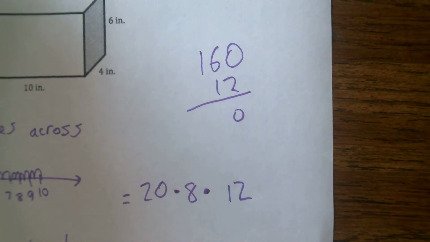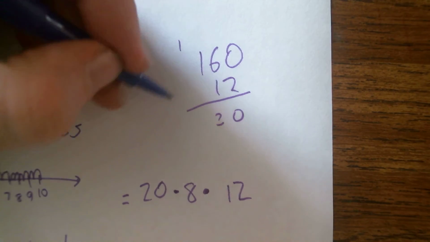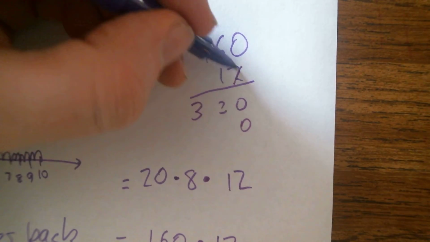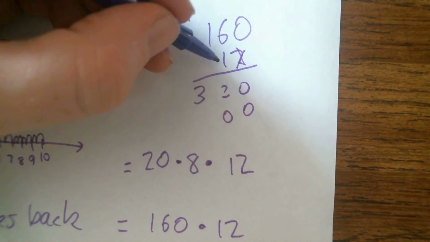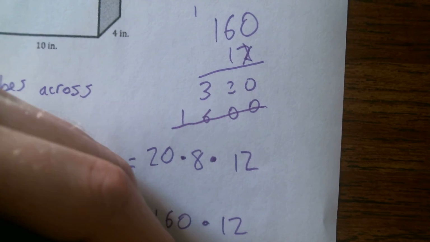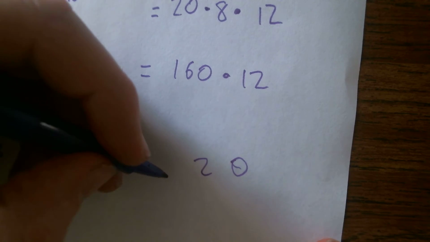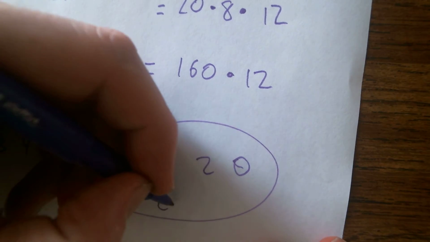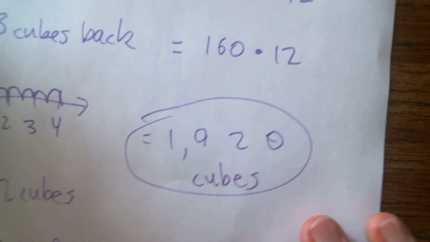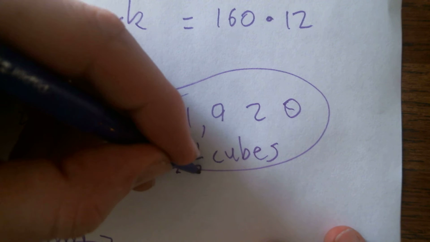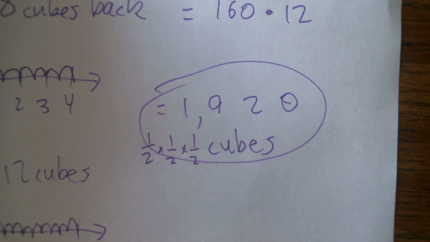0. 2 times 6 is 12. 2 add 1 is 3. And then I need a placeholder 0. Now 1 times 0 is 0. 6 and 1. Add it up, I end up with 0, 2, 9, and 1. So it looks like this would be filled with 1,920 ½ inch by ½ inch by ½ inch cubes. So that's a lot of cubes.